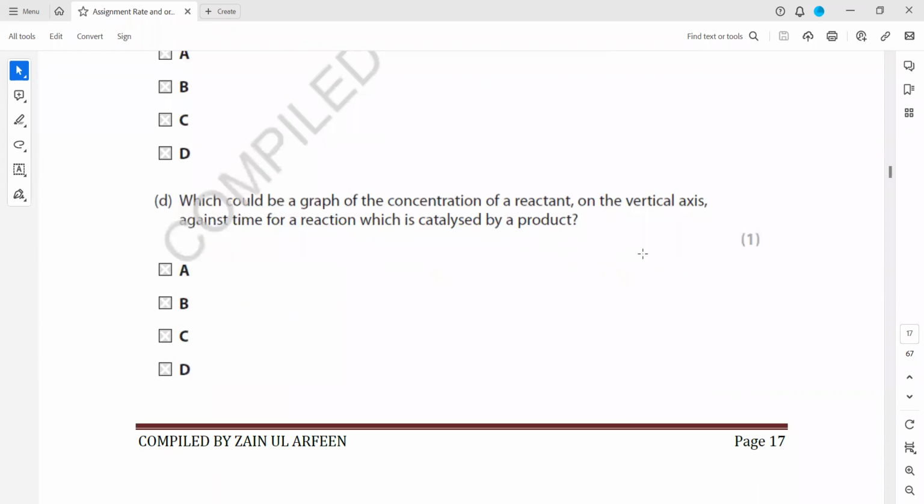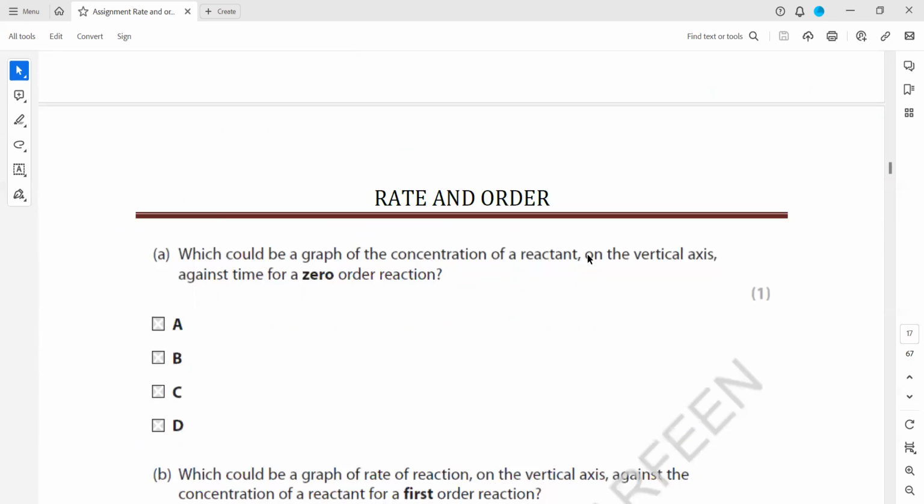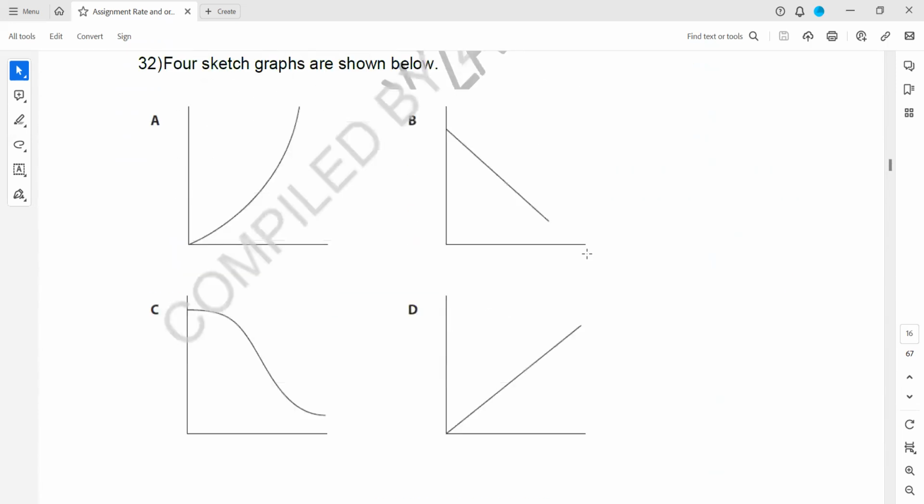Which could be the graph for concentration of a reactant against the time, which is catalyzed by the product? Means in the beginning, the reaction is slower, but the rate of a reaction increases as the product increases, like the product is acting like a catalyst, because there are some reactions which are known as auto-catalyzed reactions. In an auto-catalyzed reaction, when a product is formed, some reagents which are formed in the product can also act as a catalyst, so the rate of a reaction increases. So in the beginning, the reaction will be slower, but because the product increases, the rate of the reaction will also increase.